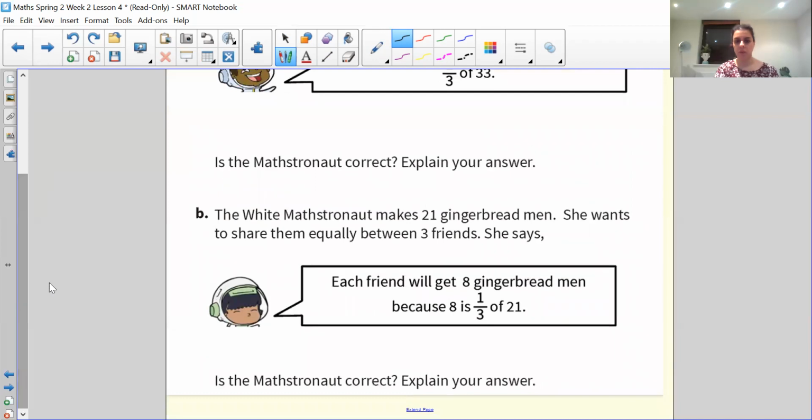The white mathstronaut makes 21 gingerbread men. She wants to share them equally between 3 friends. She says each friend will get 8 gingerbread men because 8 is a third of 21. Is she correct? Explain your answer.